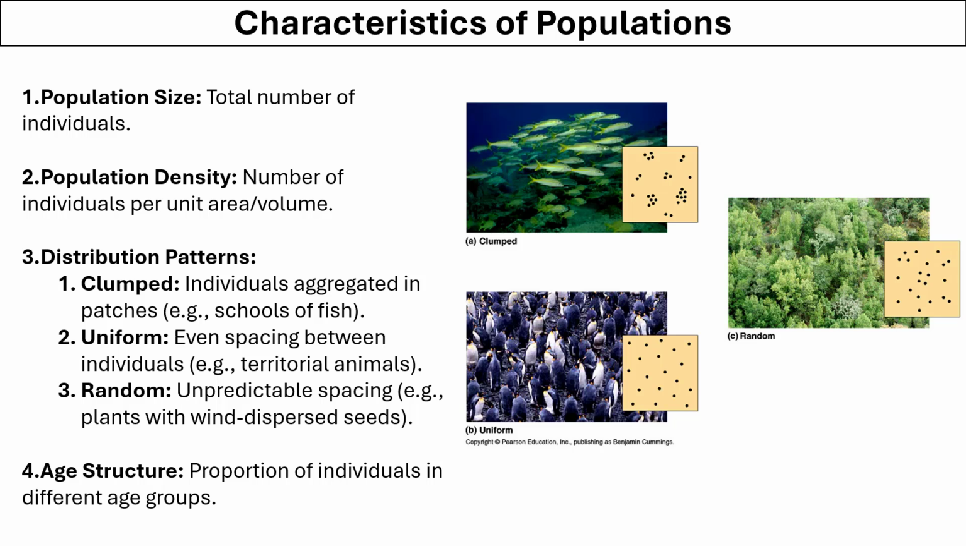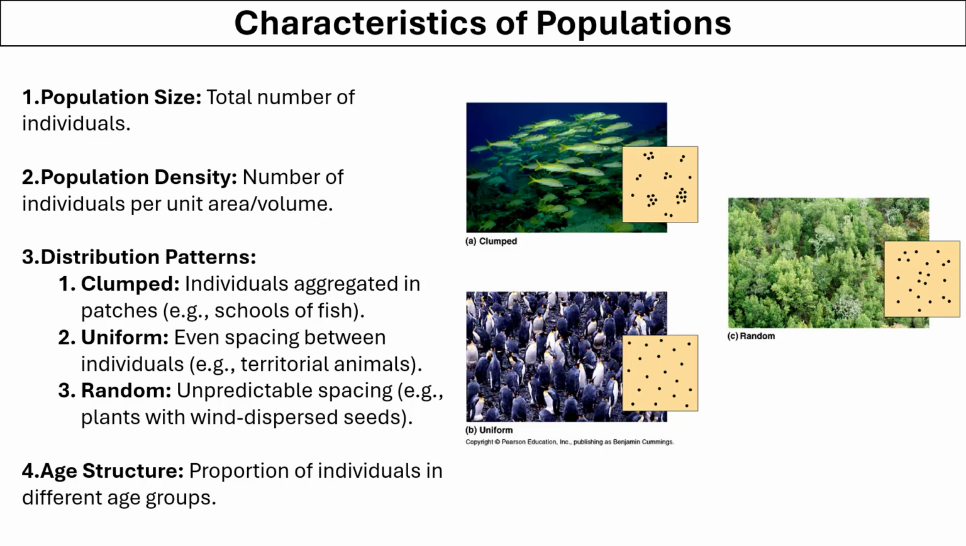For example, clumped is when the individuals aggregate in patches, for example, schools of fish. Or the pattern can be uniform, where the individuals are evenly spaced, for example, in terrestrial animals. Or the distribution can be random, where individuals are distributed randomly with unpredictable spacing, for example, plants in a wind dispersed seed scenario.